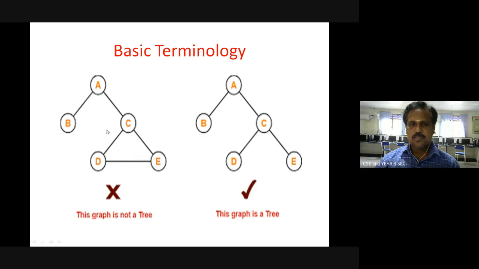In an objective type question or GATE question, the questions may ask whether the graph is treated as a tree or a tree is treated as a graph. The questions may ask this in the examination also, so you have to know this basic terminology. A tree can act as a graph, but a graph cannot act as a tree.